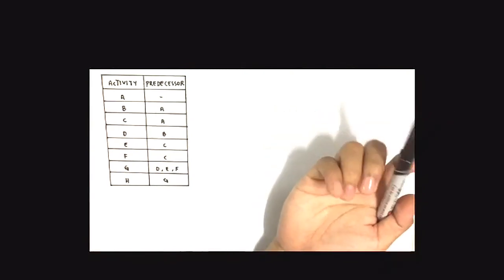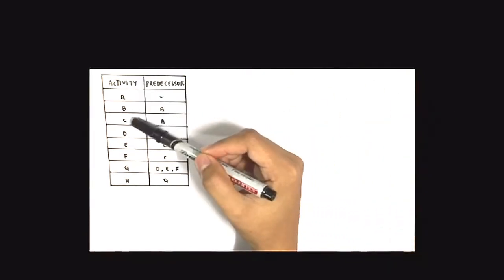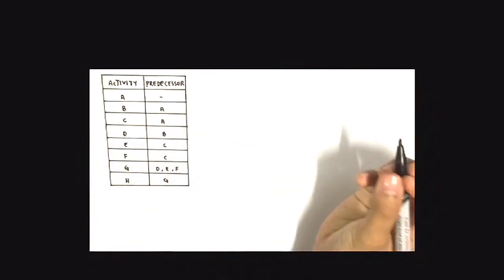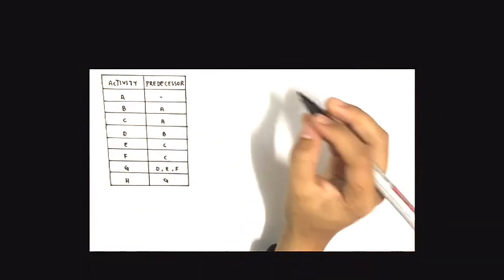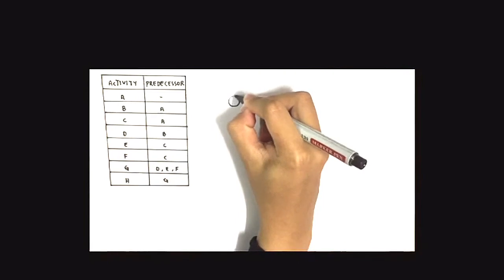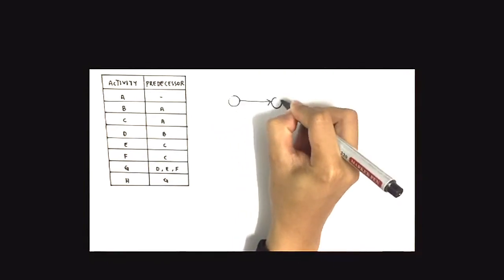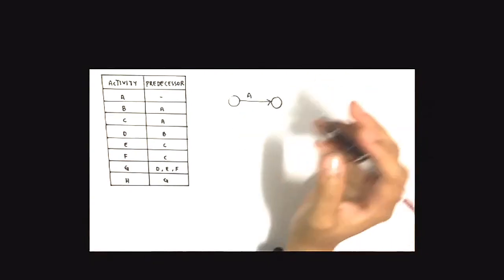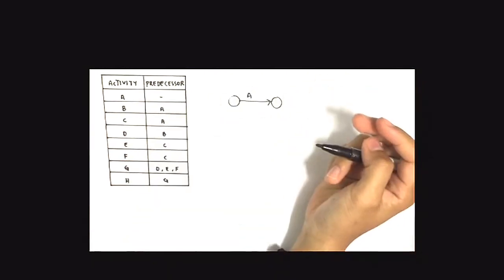Let's start. Okay, now we do the drawing. Okay, we have activities such as A, B, C, D, E, F, G, H, and predecessors. Okay, now we draw activity A as our first activity. Okay, like this. So this is A. So we have our activity on the arrow between two nodes.